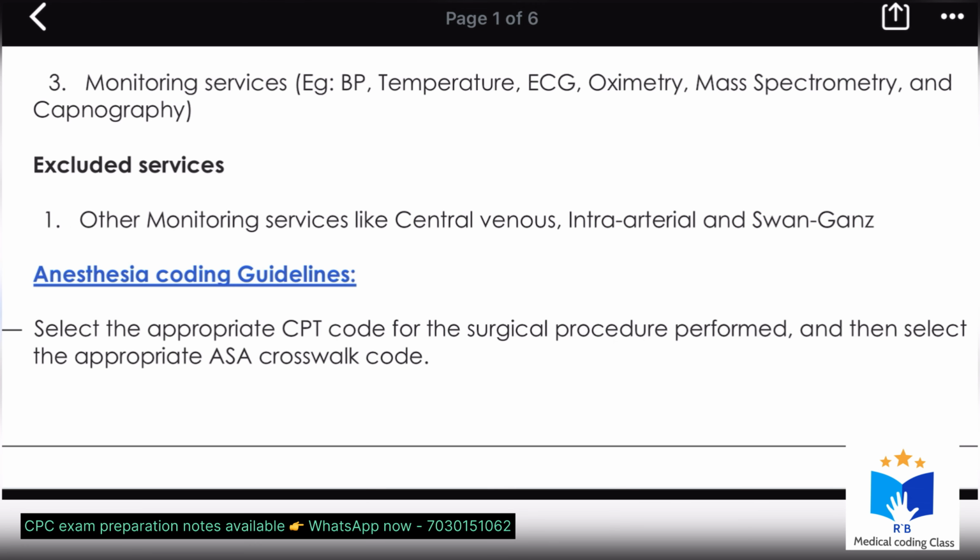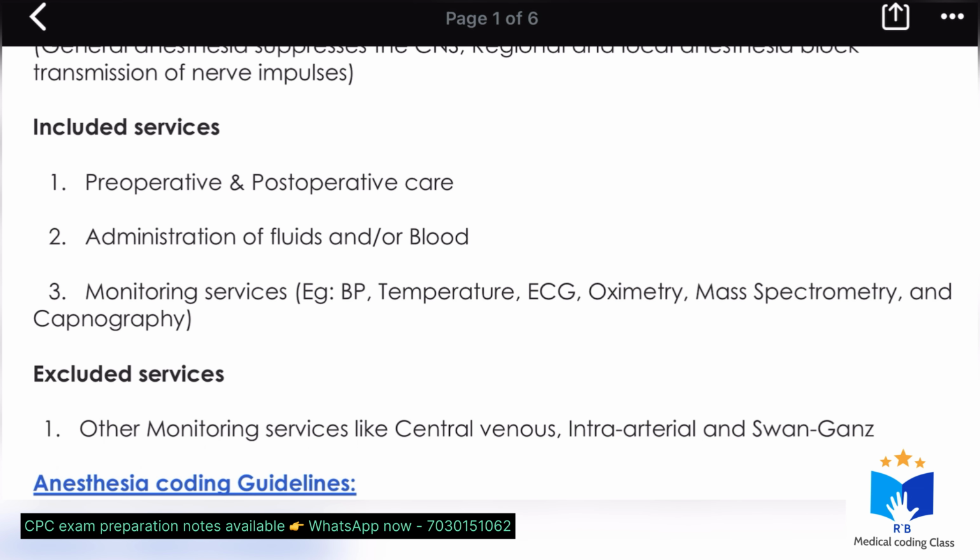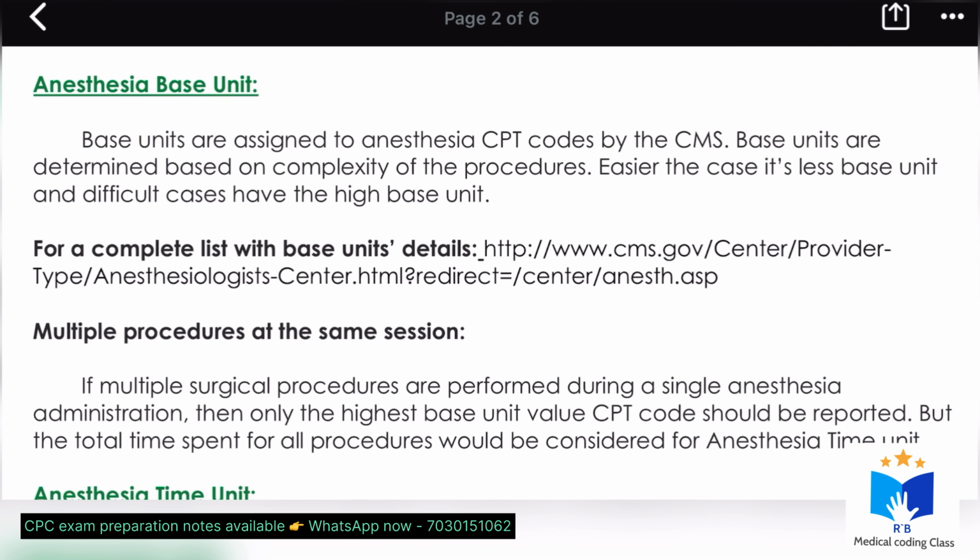Anesthesia excludes services like central venous and intra-arterial lines. Anesthesia included services and excluded services come as examples in MCQ exams, so don't forget to read this point. Then the next point, anesthesia coding guidelines.